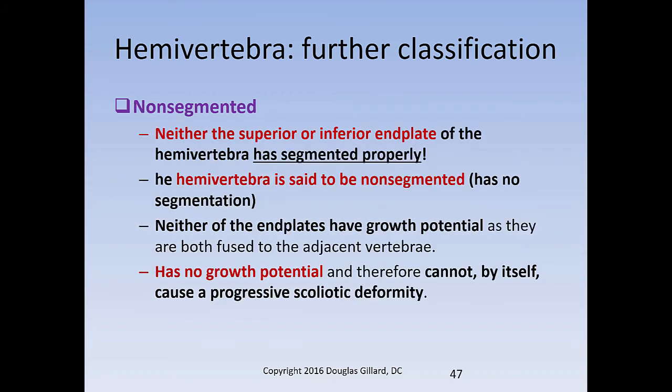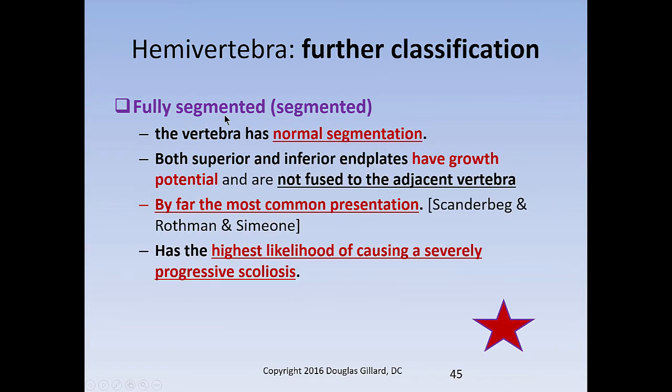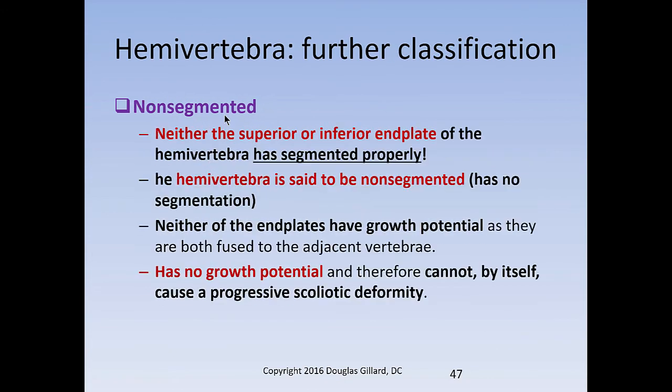I think we talked enough about that. Non-segmented. Didn't we just talk about that? Fully segmented? No. Non-segmented is easy. Neither the superior nor inferior end plate has segmentation. In other words, the superior and inferior end plates of this little hemivertebra are grown right to the adjacent vertebral bodies. So you may have a little scoliosis just from the wedge that you drove in there, but it will never progress because there's no growth potential. It has no end plates. It can't progress.